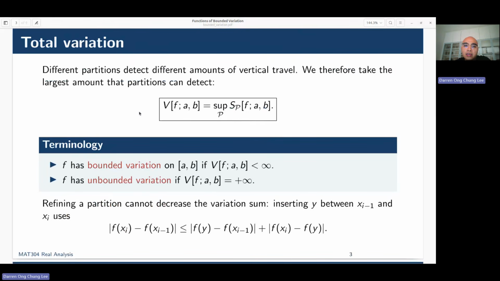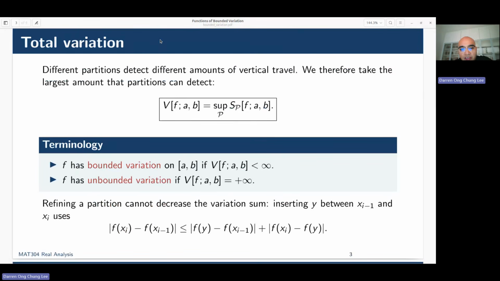So we define a variation as a function that takes as an input the function f and the interval [a, b]. And it's the supremum of all the possible variation sums that you get from these different partitions. So every partition will give you a different measurement of the vertical travel of your graph, and the variation is just the supremum of that. Now, the main topic of this first lesson: we say that f is of bounded variation if this V is finite, and it is of unbounded variation if V is infinite.